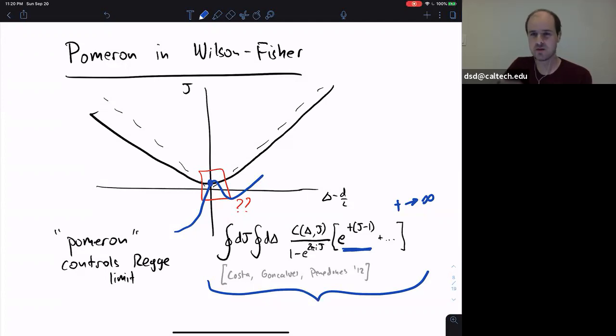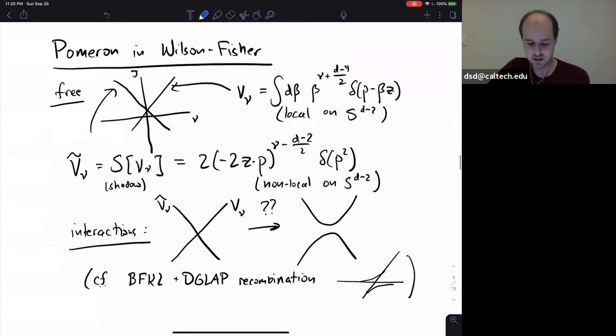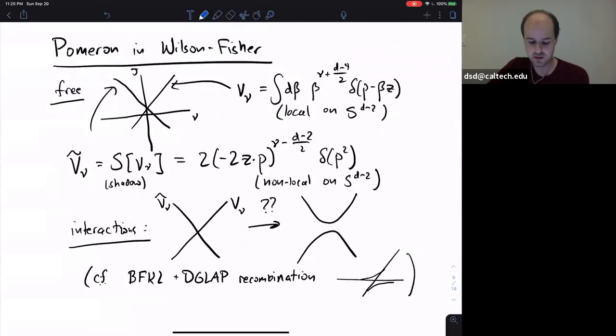So the Pomeron, as far as I know, has been sort of a vague, ghostly concept lurking in the QCD literature for many years. And one of the nice things about this perspective is it will really let us write what the Pomeron is and just see it and hold on to it and do whatever we want with it. Okay, so the Pomeron is the thing that sits at delta equals d over 2. And the thing I want to explain next is what this Pomeron actually is in the Wilson-Fisher theory.